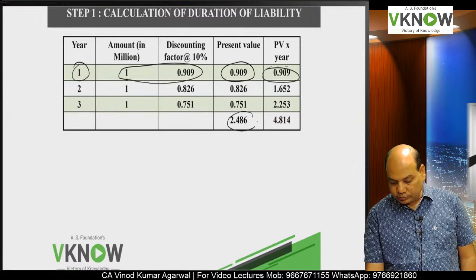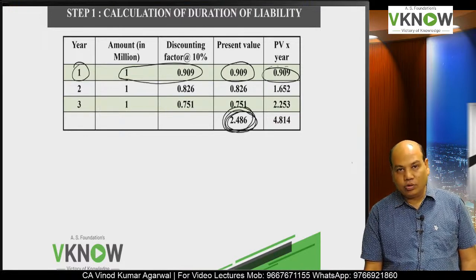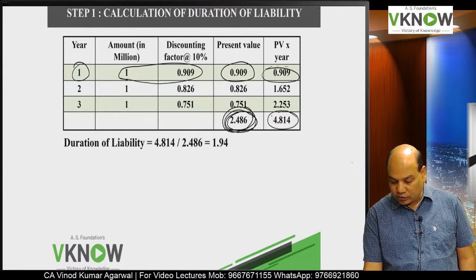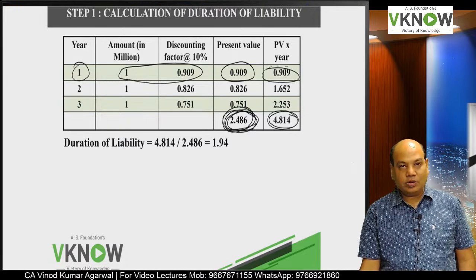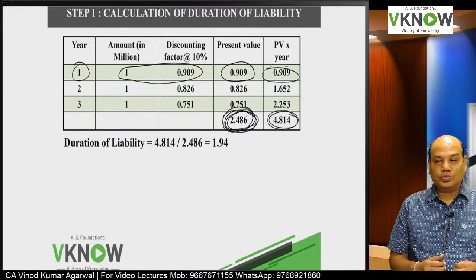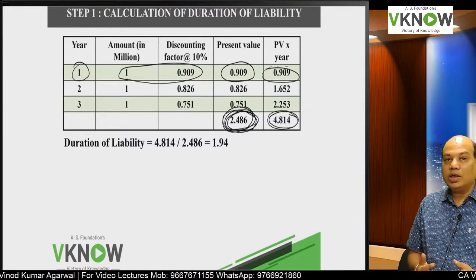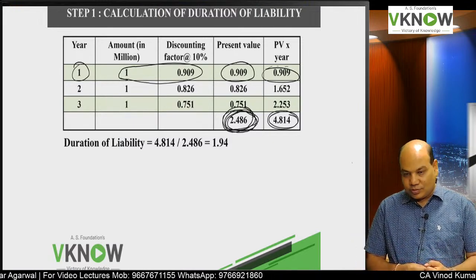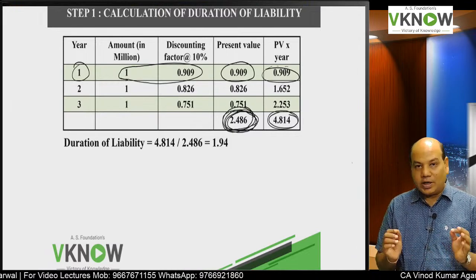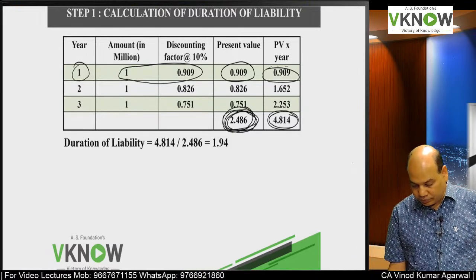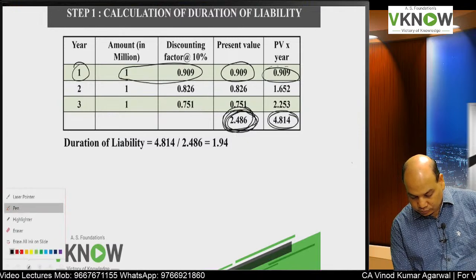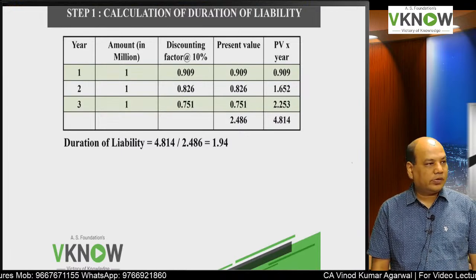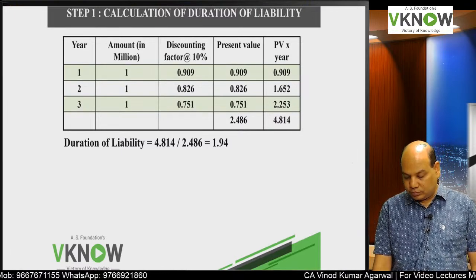This amount is the present value of liability. Total of the last column divided by total of this column will give you duration of liability. So duration of liability is how much? 4.814 divided by 2.486. So that is equal to 1.94.